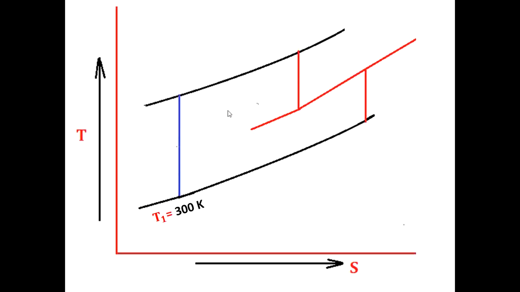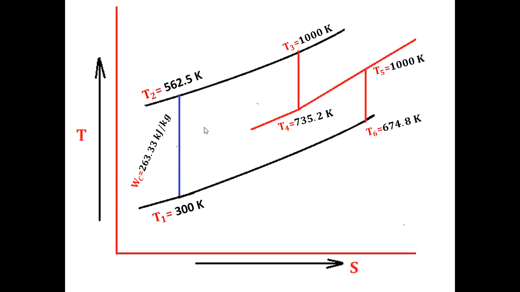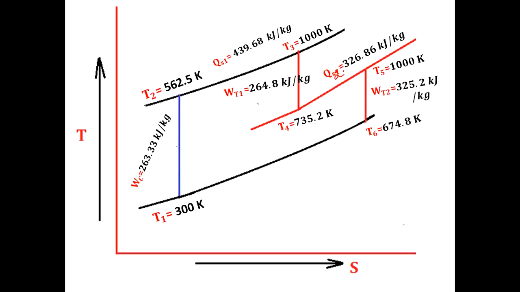Temperature 1 you put in the TS diagram, temperature 2, 3, 4, 5, 6, compressor work, heat supplied 1, turbine work, heat supplied 2, turbine work 2, heat rejected. These are the things. Whatever they give in the examination, you can easily solve the problem. That's how you can do this reheating of the Brayton cycle. Thank you one and all.